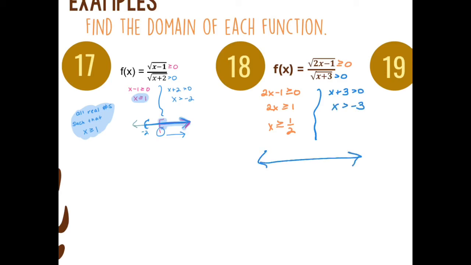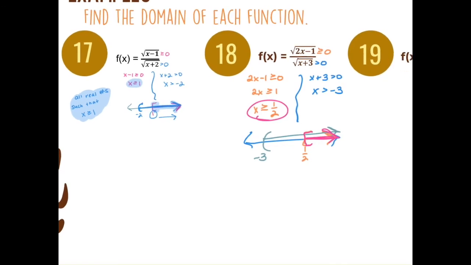Looking at my number line, the first one is greater than or equal to 1/2. The second one is greater than negative 3. Again, we can only use where they overlap, which is the greater than or equal to 1/2. So all real numbers where x is greater than or equal to 1/2.